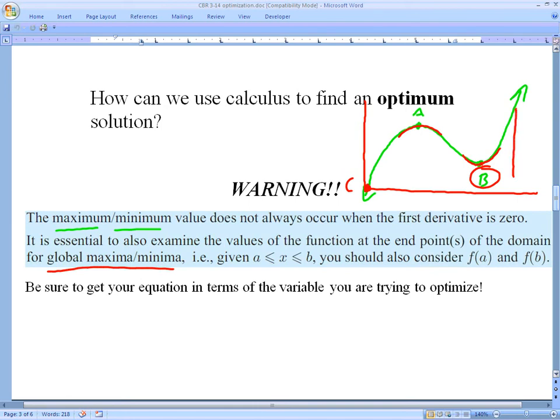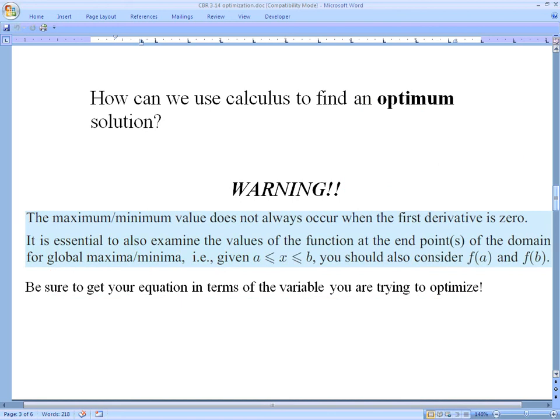Or let's say our domain went up to this spot, so this could be our highest value, which is actually higher than our local maximum at A. So that's just something to keep in mind. Does it happen very often in this class? No. But again, it's something that certainly can happen, and we should certainly be aware of that. We want to make sure that when we're setting up our problems, we get our variable in terms of the thing that we're trying to optimize, and I will demonstrate that on our next two examples.